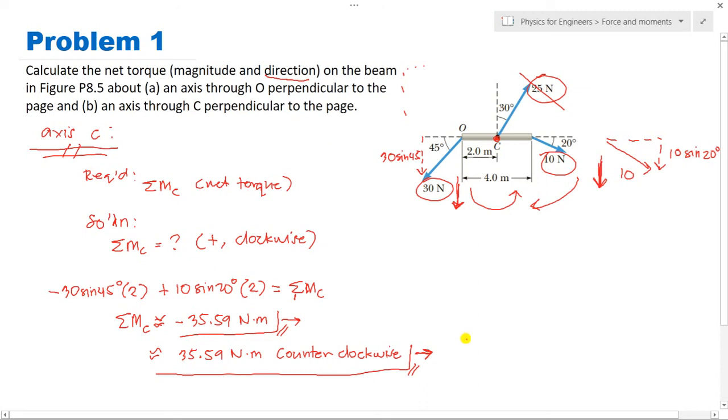Required nyo mga direction. Since this is counterclockwise, by using your right hand rule, counterclockwise is away from the page. Again, if it is clockwise, that is towards the page. Thumbs down is towards the page. If it is a thumbs up, that is away from the page.